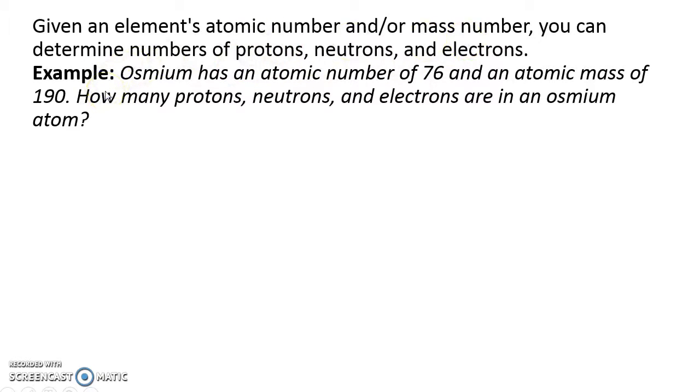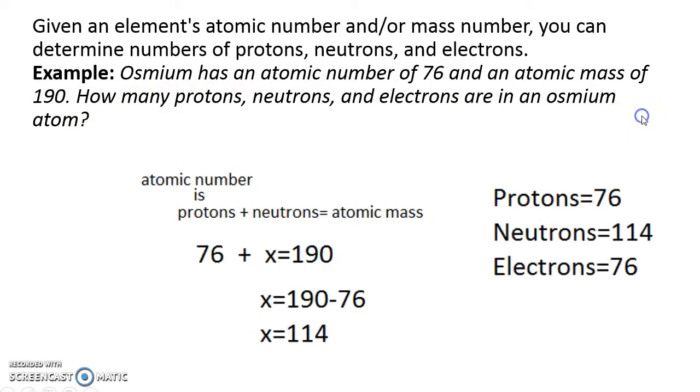So an example of something you might see on the midterm: osmium has an atomic number of 76 and atomic mass of 190. How many protons, neutrons, and electrons are in an osmium atom? Well, the atomic number of 76, that is the number of protons, so that's pretty easy. You could just write in 76 for number of protons. For atomic mass, they give that to you, that's 190. That's not anything that question's asking for, but you need to use that to get the number of neutrons.